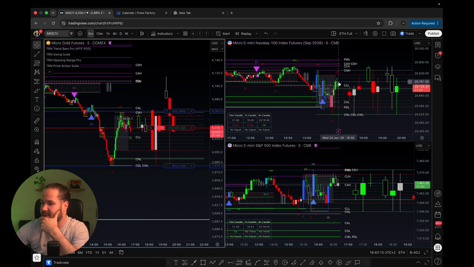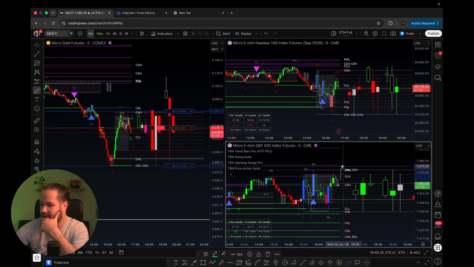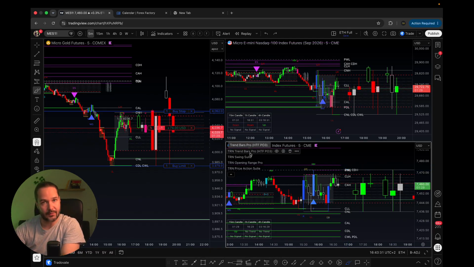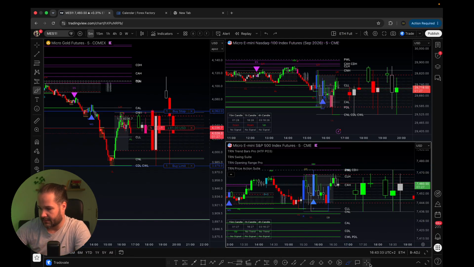But I would also be fine to catch another short entry here, especially here on ES. Yeah, this level. Let's take out this level, please. I will draw it again like this, and then a reversal and a signal from the Trend Bars Pro indicator, and then I would be ready. But yeah, for now, that's okay here. So I like it. I like this red candle here.